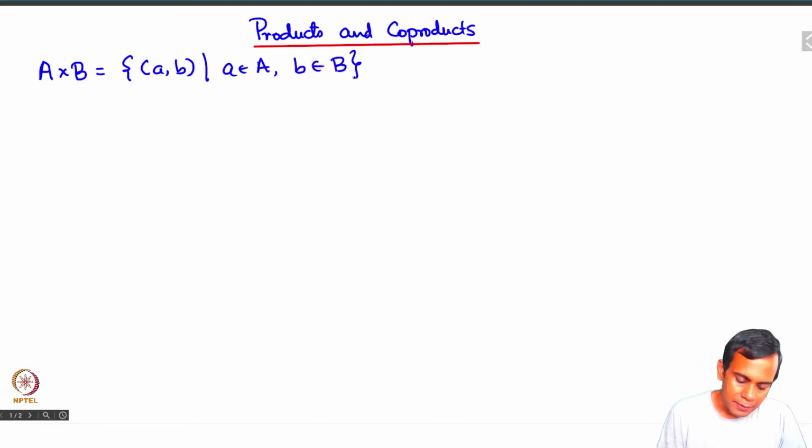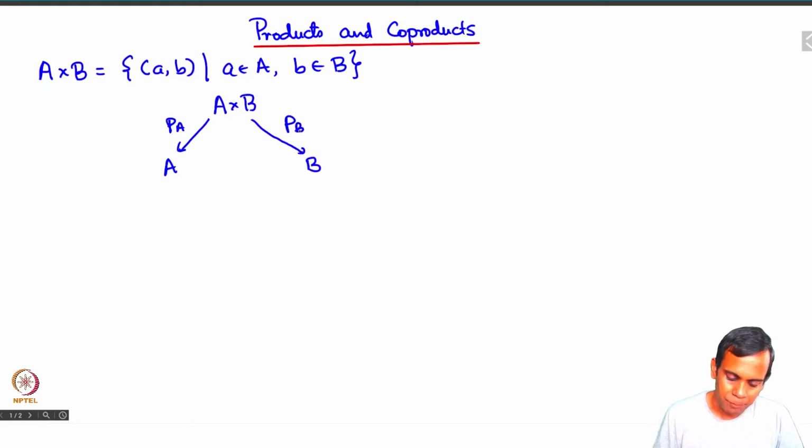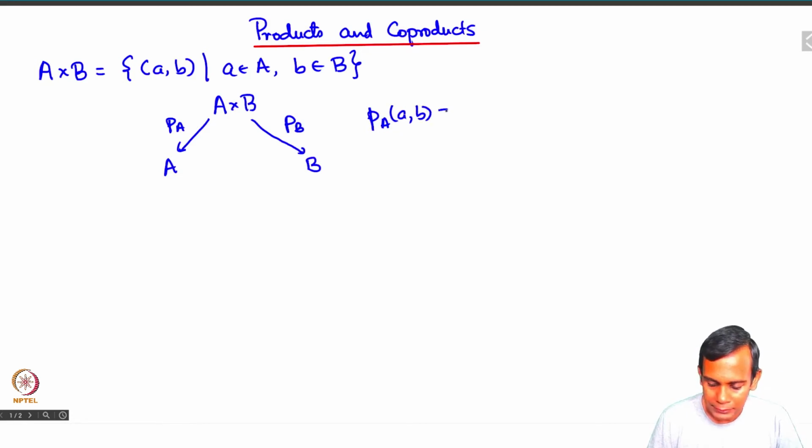And this set comes with two projection functions. I'll just visually draw it like this. From A cross B to A, there's a projection function called P subscript A, and from A cross B to B, there's a projection function called P subscript B. These are defined by P subscript A of (a, b) is a, and P subscript B of (a, b) is equal to b.